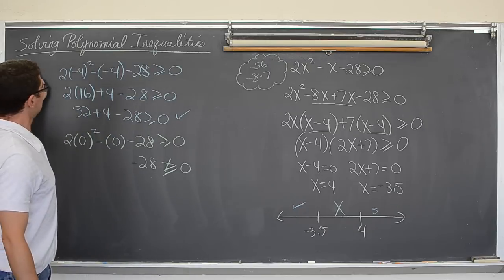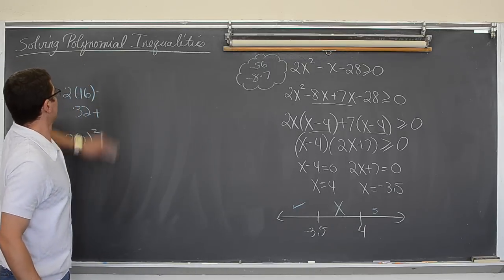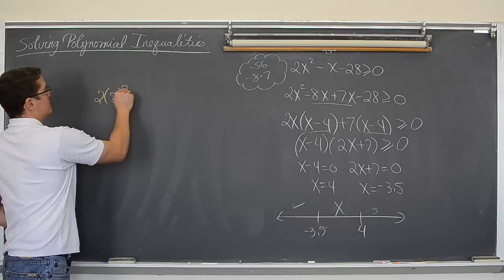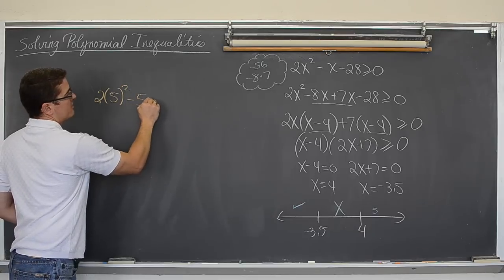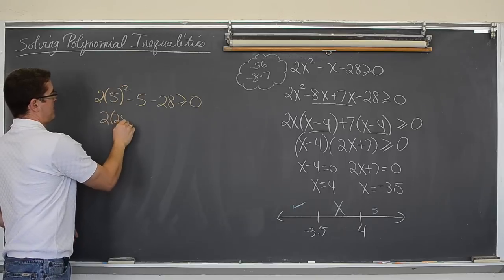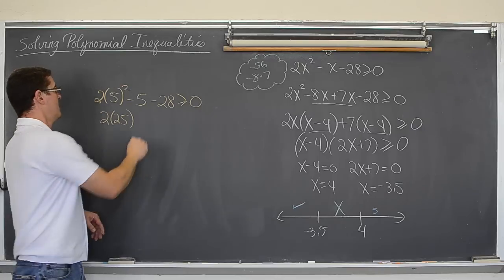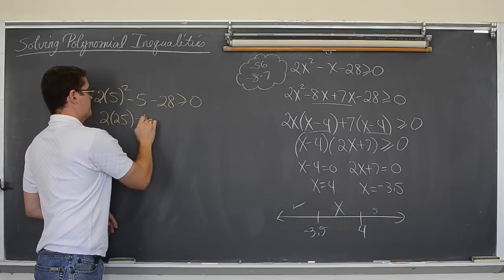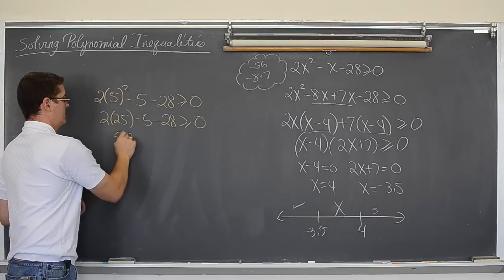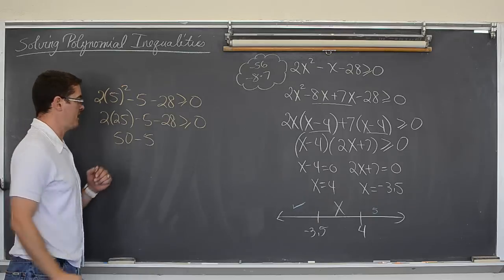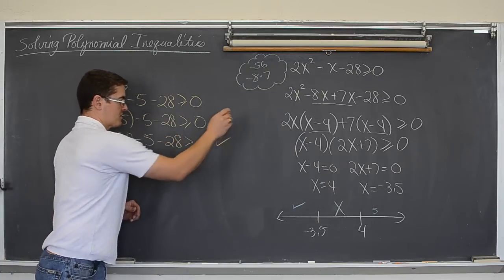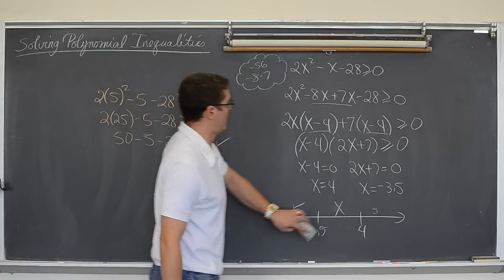So that's not going to be part of my final answer. And then finally, let's try 5. So 2 times 5 squared minus 5 minus 28 is greater than or equal to 0. That's 2 times 25, because 5 squared is 25, minus 5 minus 28, greater than or equal to 0. Well, that's 50. Minus 5 is 45, and minus 28 is definitely going to be a positive answer. So that inequality works as well.